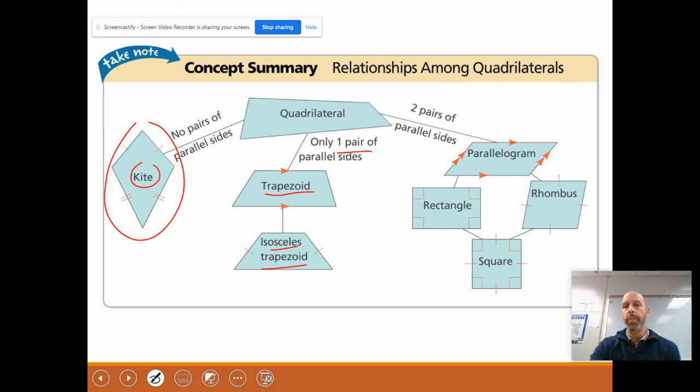And of course, if it has 2 pairs of parallel sides, we call that a parallelogram. And of course, if it's a parallelogram with 4 right angles, it's a rectangle. Or if it's a parallelogram with 4 congruent sides, it's a rhombus. And if it's 4 right angles and 4 equal sides, then it's called a square. So this is a nice little way to encapsulate the big ideas of this chapter, chapter number 6.